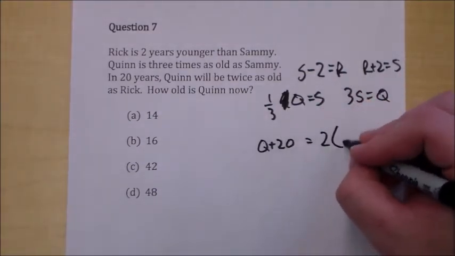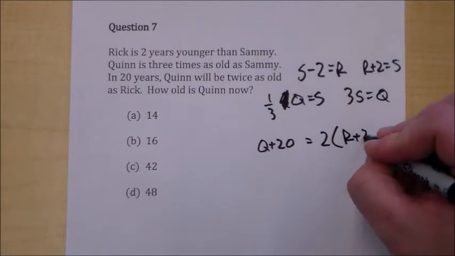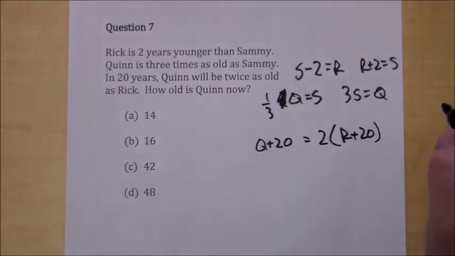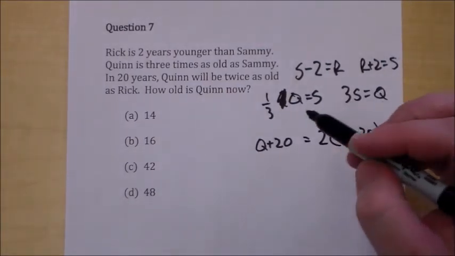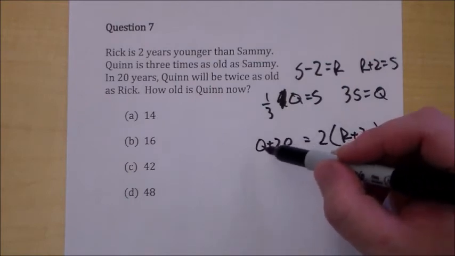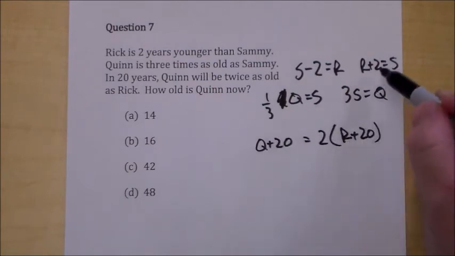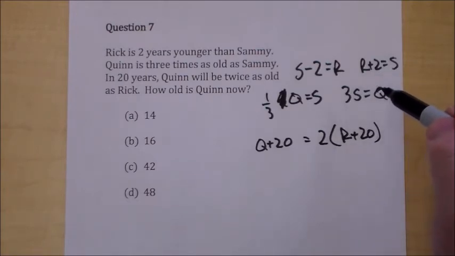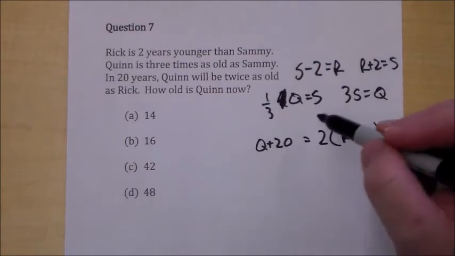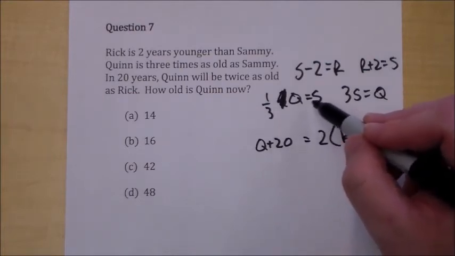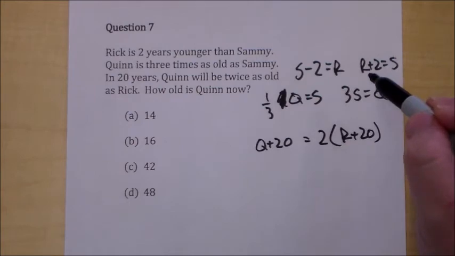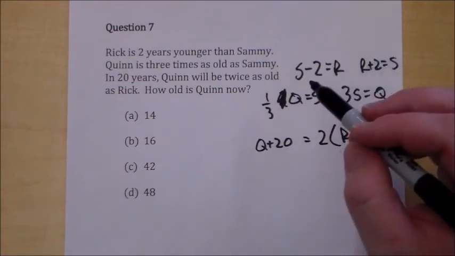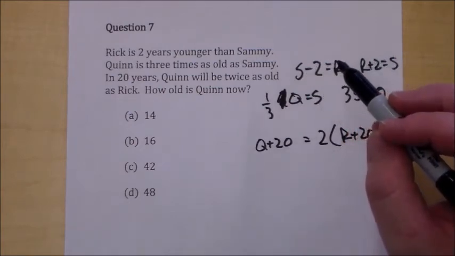So whatever Rick is in 20 years, you gotta multiply that by 2 to get to whatever Quentin is in 20 years. How old is Quentin now? All right, so I want to solve for Q, but it's hard to solve for Q because R is in terms of S, R is related to S up here. So what I can do is get them both to S, because I know how to get from Q to S, and how to get from R to S. So I'm going to find out what Sammy is, and then I'll use that to find out what Quentin is.